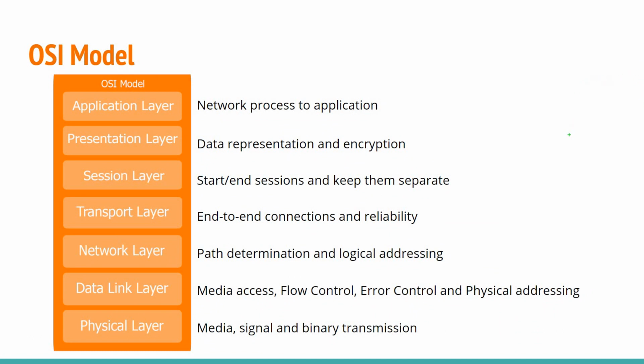So now that we understand that at layer 3 it's about path determination and logical addressing, the data link layer is all about media access, flow control, error control, and physical addressing. You could also have compression and authentication handled, depending on the kind of media you are connected to. For media access, if it is an Ethernet wired connection, you would be going with CSMA/CD. Wireless will have CSMA/CA and so on.